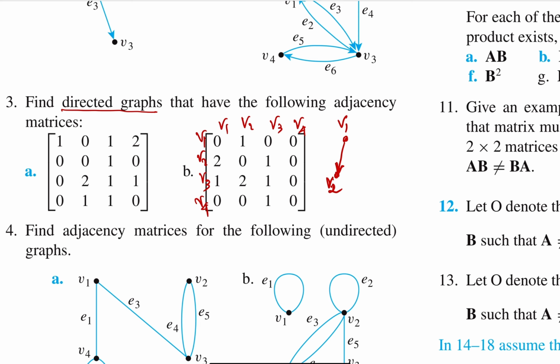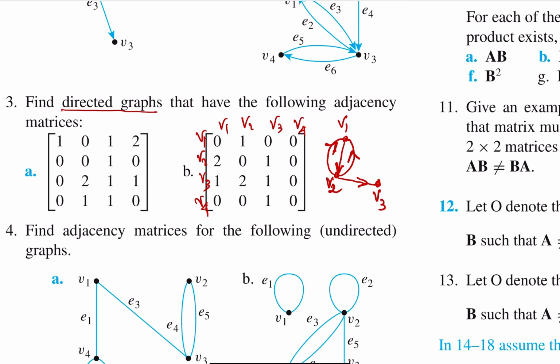V2, V1, we have 2. Then it's just like this, parallel, going in that direction. Now V2, V2, no loop. V2, V3, we have 1. We can write down V3 here. We have only 1, in that direction. V2, V3, 1. And V2, V4, 0.